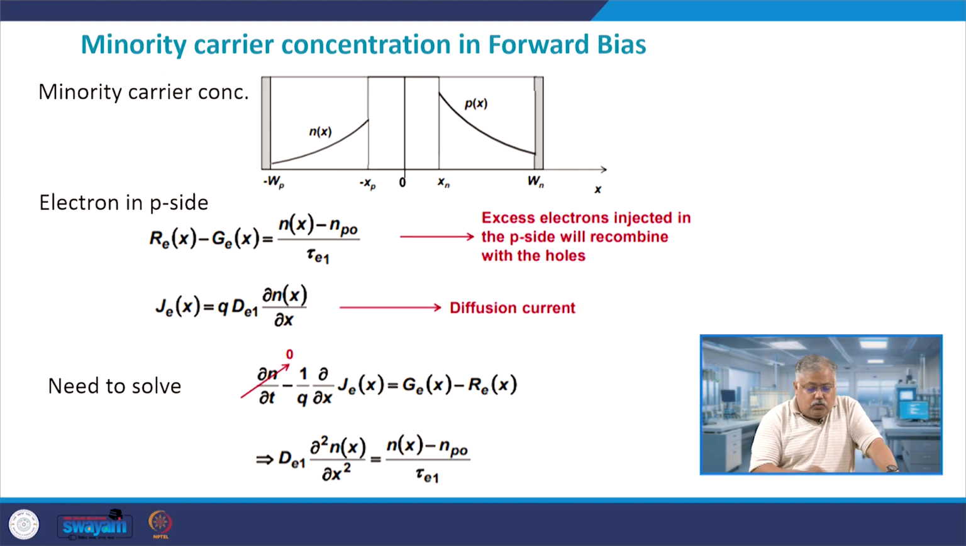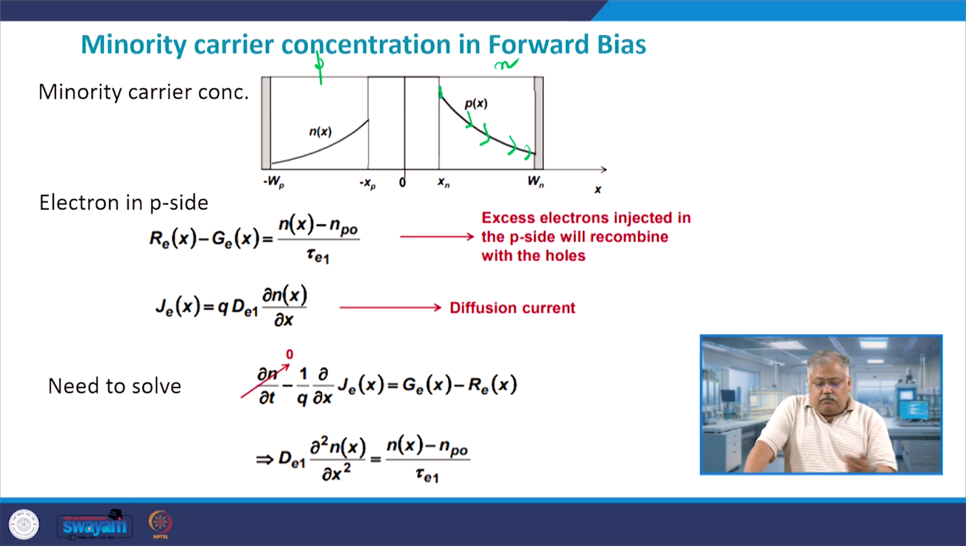Now let me come to minority carrier concentration during the forward bias. So this is the N side. On the right hand side you have an N side, on the left hand side you have a P side, right. On the N side, if you see, the minority carrier concentration is maximum at the edge of the depletion and starts to fall down almost exponentially as you move towards the edge of the N side, right.